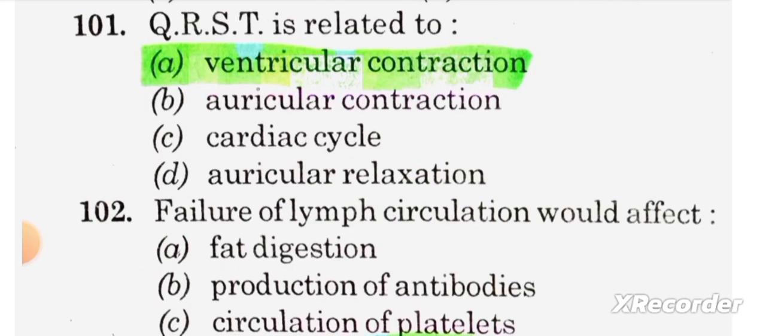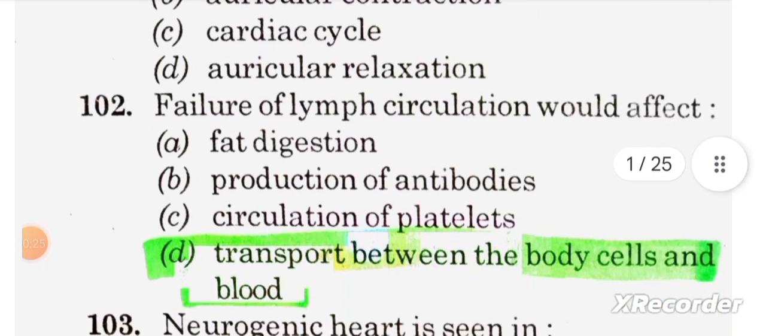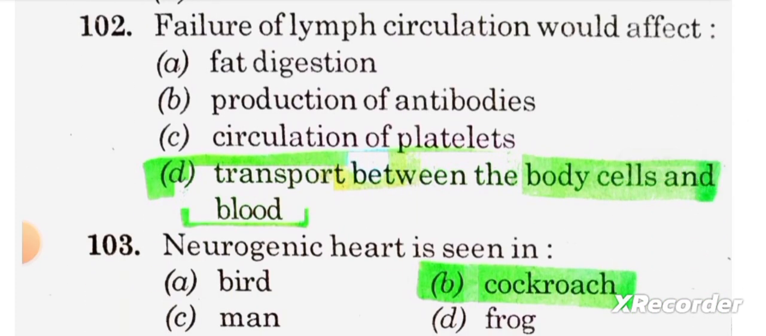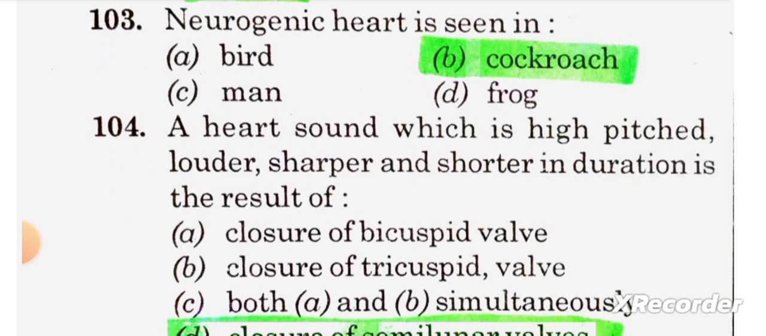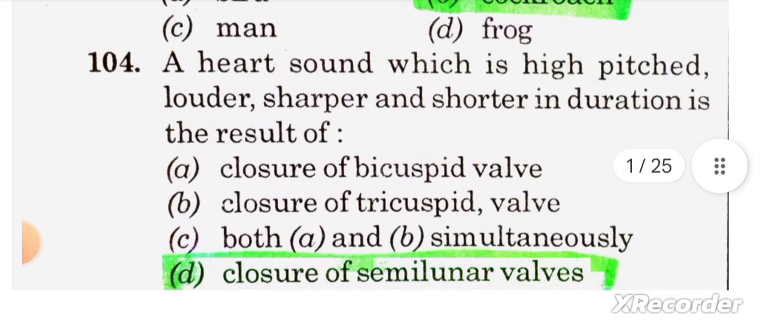Globin. 101. QRST is related to answer A. Ventricular contraction. Next 102. Failure of lymph circulation could affect answer D. Transport between the body cells and blood. 103. Neurogenic heart is seen in answer B. Cockroach. 104. A heart sound which is high pitched, louder, sharper and shorter in duration is the result of answer D. Closure of semilunar valves.